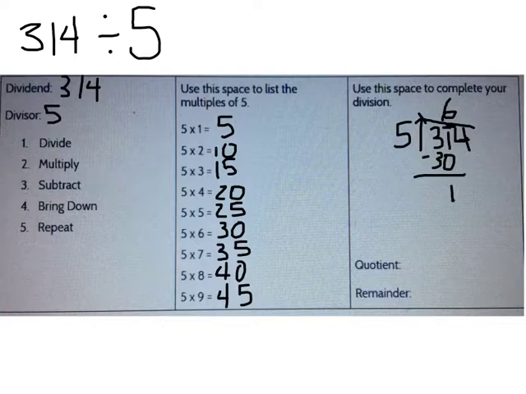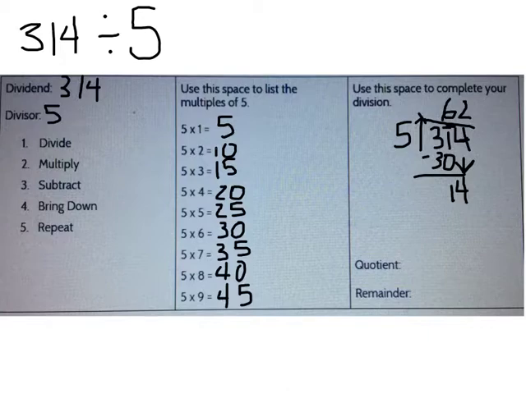My next step is to bring down the 4. I'm going to change my 1 ten into 10 ones, so now I have 14 ones. I'm going to repeat the process in the ones place. 14 divided by 5. How many groups of 5 can I take out of 14? Count by 5s to 14 without going over. 14 divided by 5 is 2.